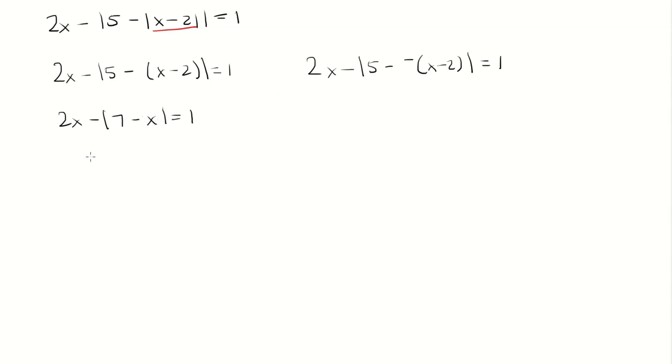And then we can subtract the 2x from both sides, and then multiply by negative 1. So now we can solve this. So for this one, we're going to have two cases. One case is removing the absolute value, and the other case is putting a negative.